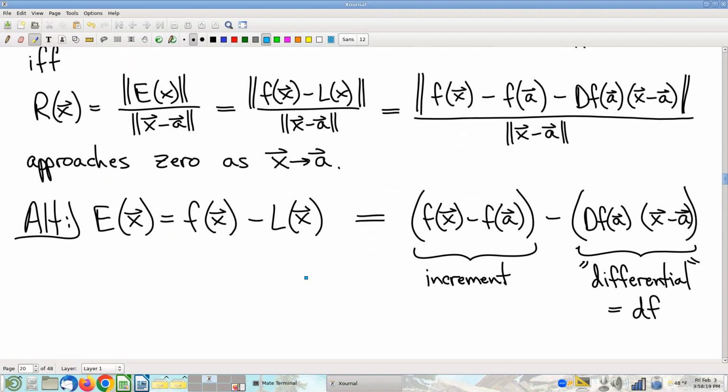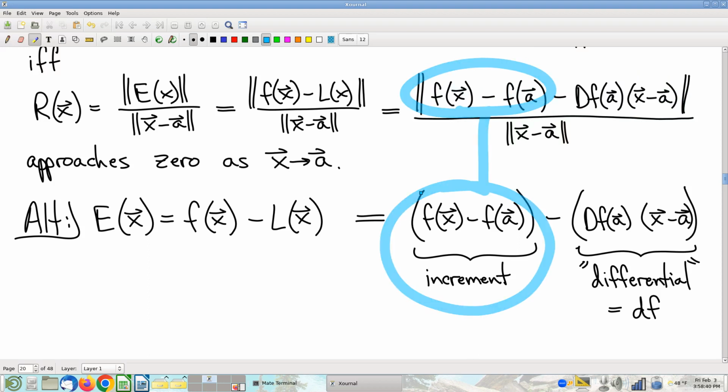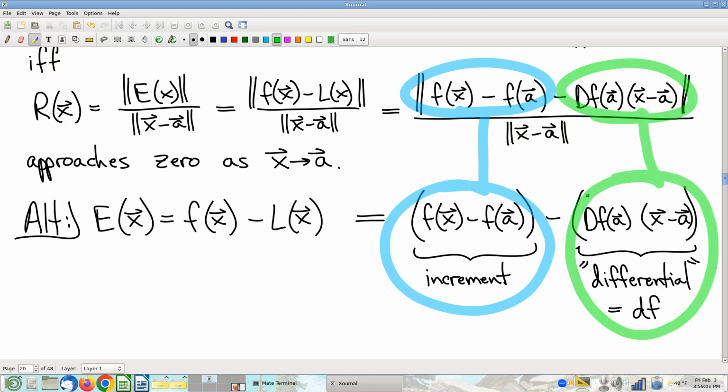Before I get to that, I want to say a couple of quick words about language. Of course, we've thought of this thing here as being the actual value of the function minus the approximated value of the function. But I'm going to move things around a little bit now and reinterpret this as the actual change in the value of the function between x and a. This is what we call the increment. How much the actual function actually changes. Increment. Minus how much our linear estimate changed between x and a.